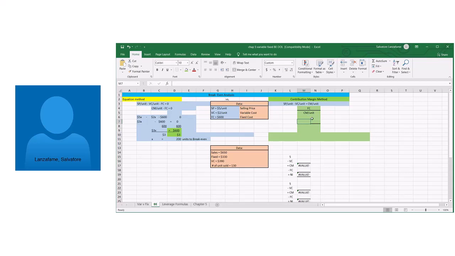So if I take my fixed costs, again, I'm just following the formula. The fixed cost is $600, looking at the data. And I divide it by my contribution margin per unit. So 5 minus 2, that's 3. $600 divided by 3 gives me 200 units to break even.